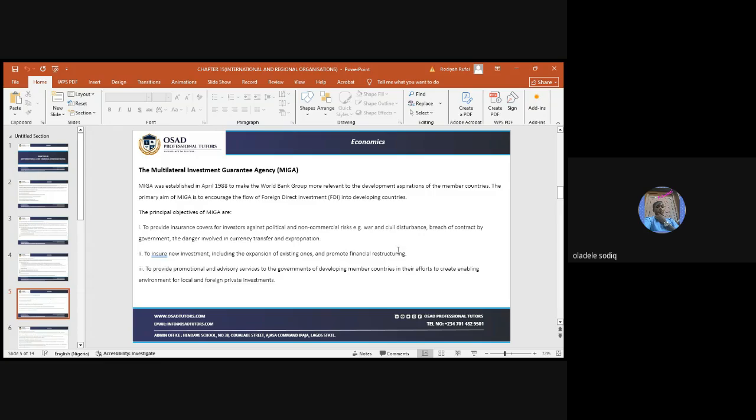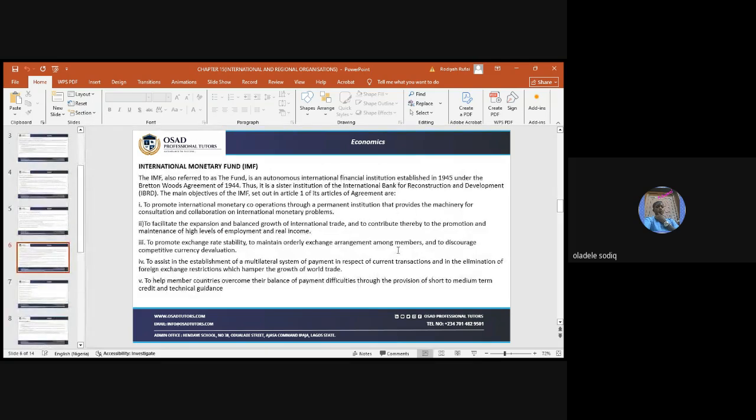So they are there to provide what? Promotional and advisory services to the government. So they provide what? Advisory services to the government. So that's another objective of MEGA.